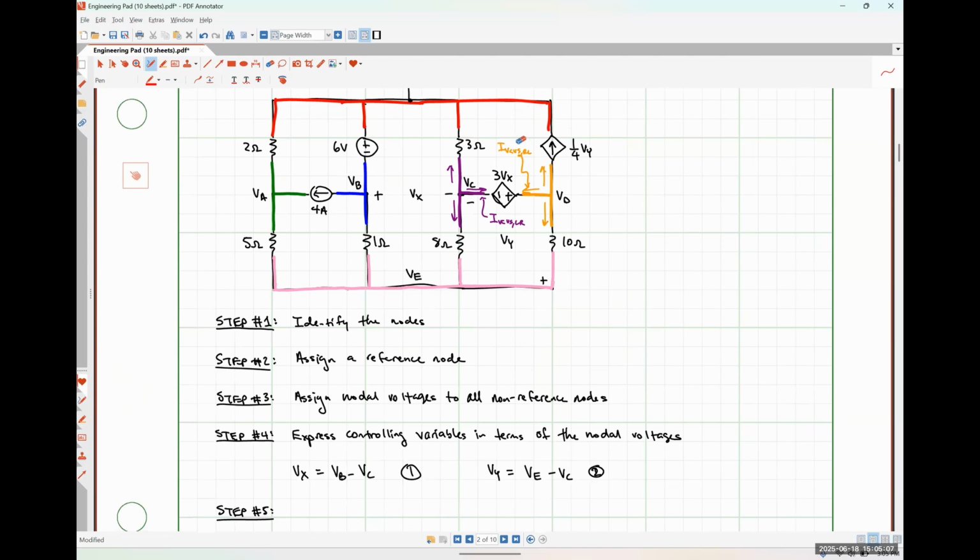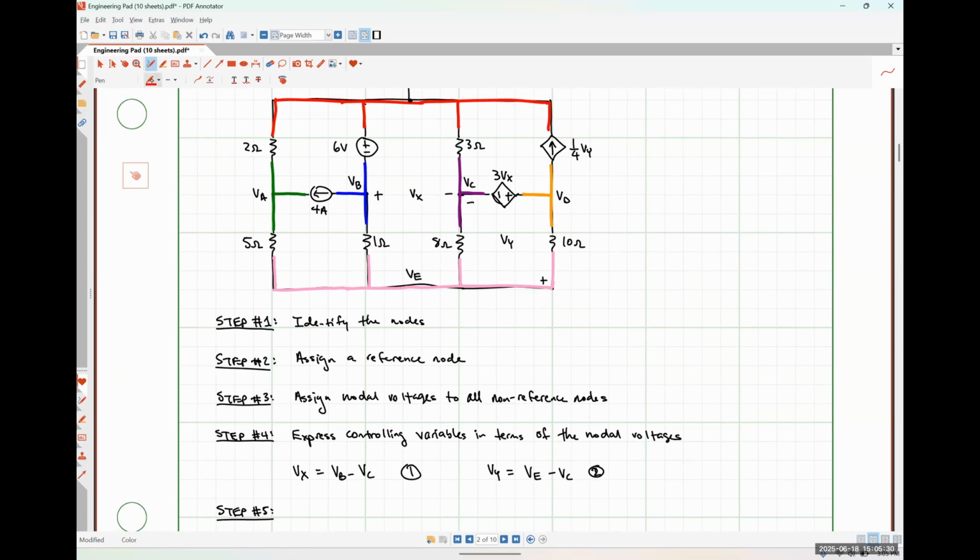So let me erase this busyness up here. I'll erase these arrows for now too.